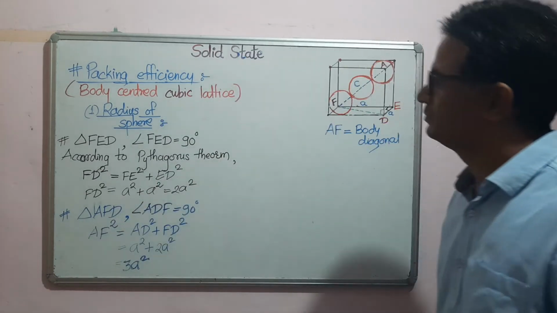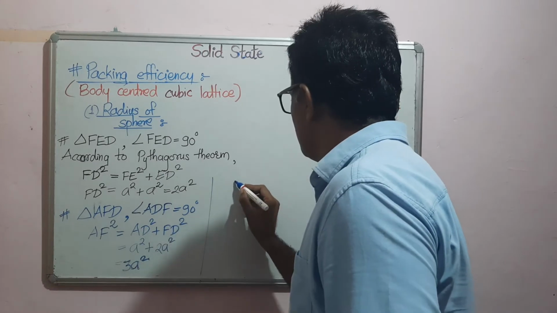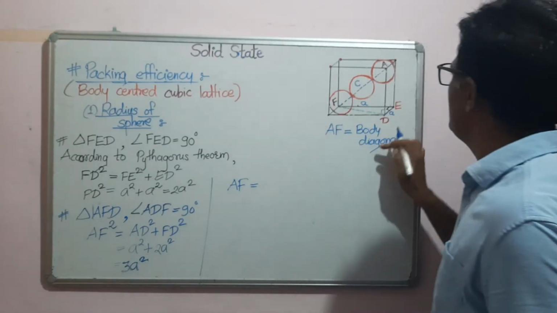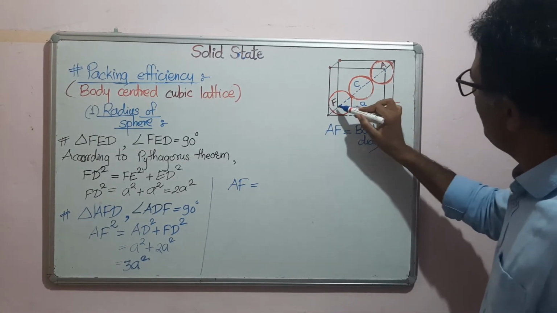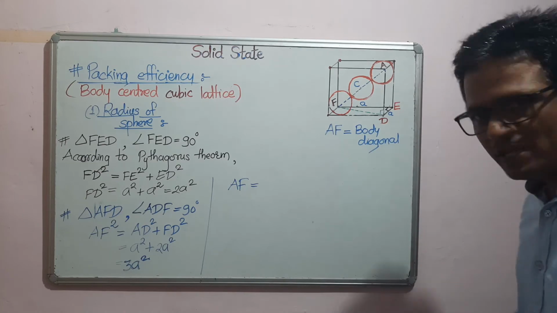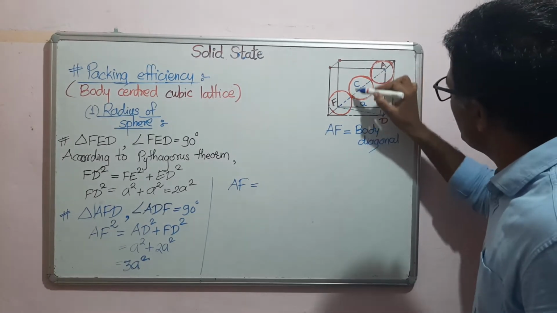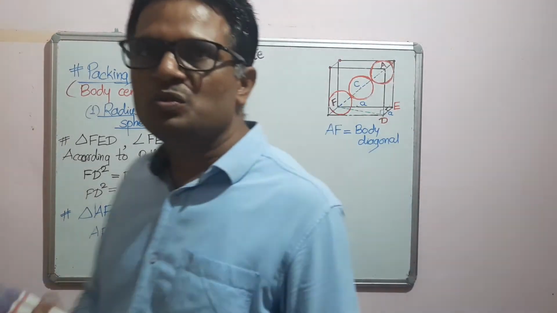3a square. Okay. Now from the diagram, you know that AF is a body diagonal. And along this body diagonal, how many spheres do you have? You have three spheres: one entire sphere at the center and two spheres at the two corners.